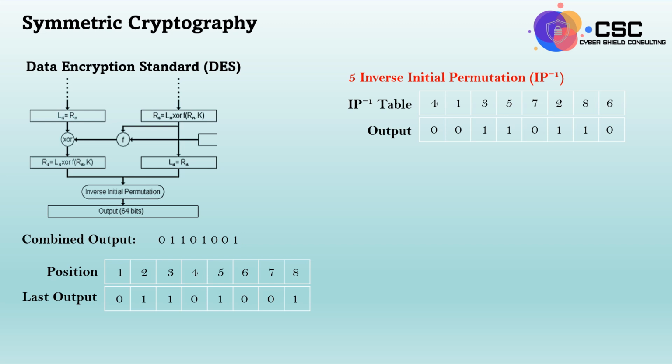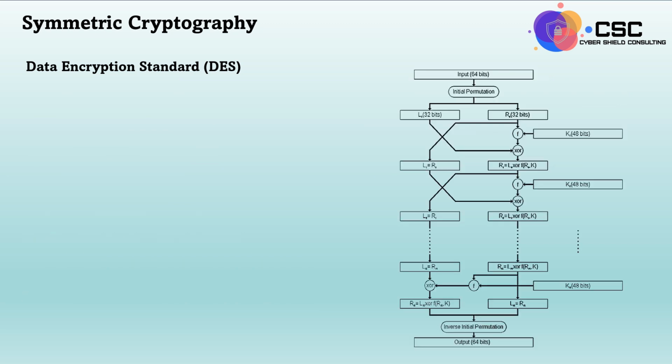Just as we applied an initial permutation at the beginning, we now apply the inverse initial permutation to rearrange the bits into their final positions according to the predefined IP table, or inverse initial permutation table. After applying this, we get the final ciphertext, which is 00110110.